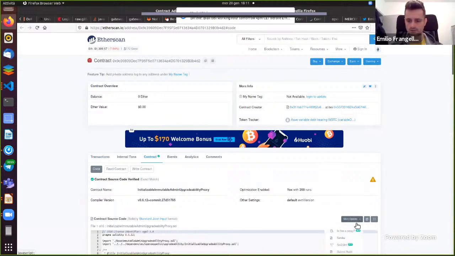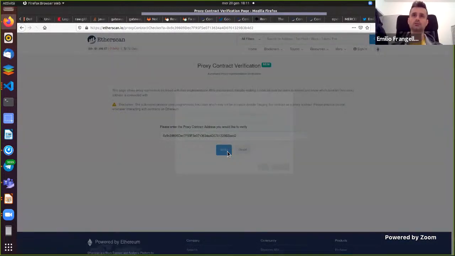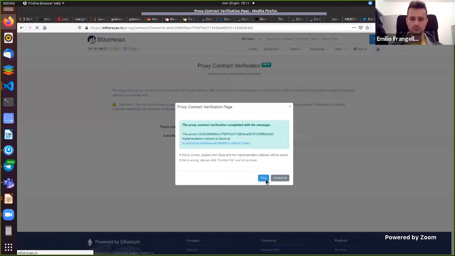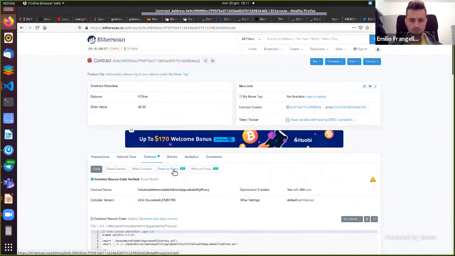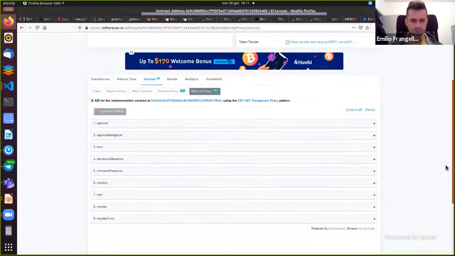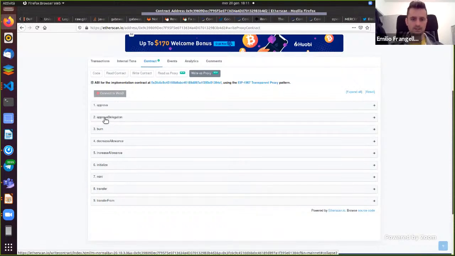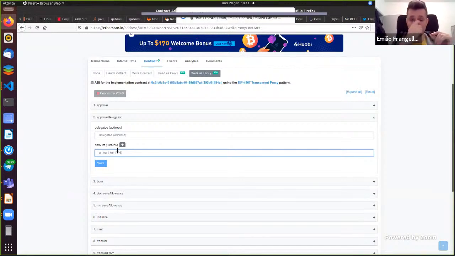It's actually a proxy. I will show you that this contract has a delegate function: approve delegation. With this, you put the address of the person that you want to delegate the debt to and the amount that you want to delegate. For example, you can delegate a maximum of uint256, and the guy will be able to borrow forever, for example.